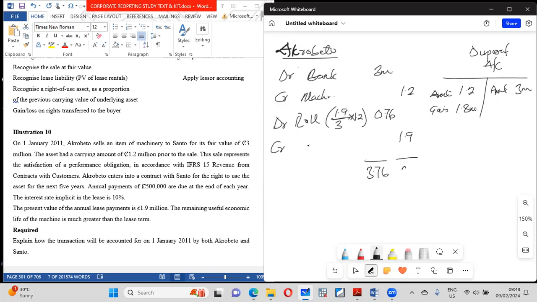So the corresponding credit is the lease liability. The additional credit to make the whole thing balance: if I have 3.1 and I'm minusing 3.76, that gives me 0.66, and that is the gain or loss. So 0.66 here too will balance 3.76.